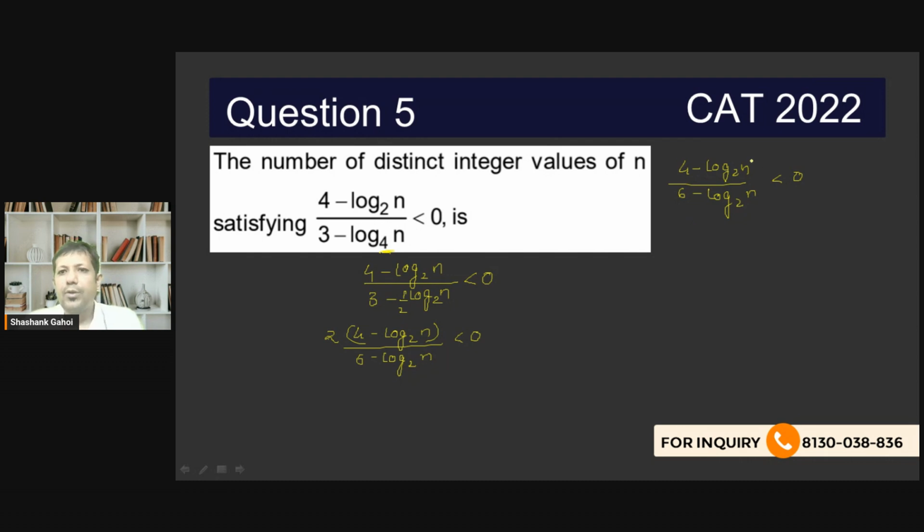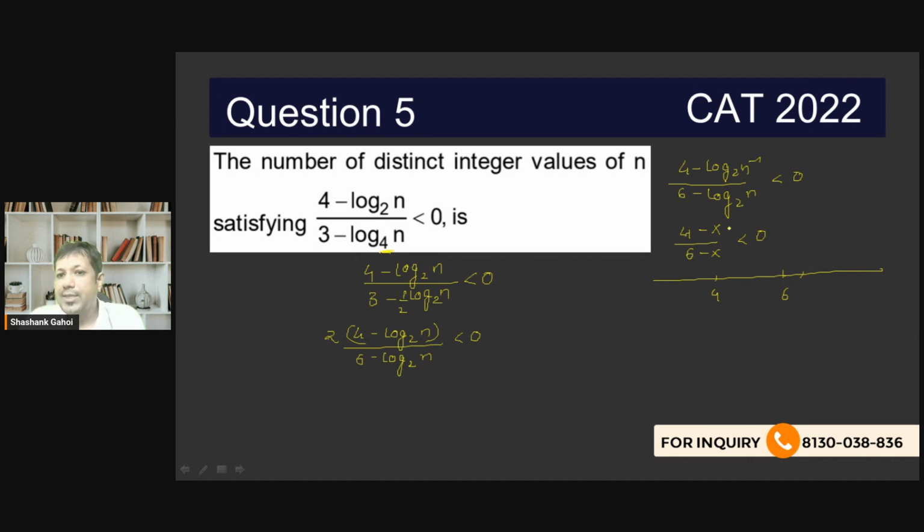Okay. Now let's call it x. So (4 minus x) upon (6 minus x) is less than 0. I am going to solve this question like we have solved the previous questions. So what are the values? One is 4, second is 6. Now I'm going to put a value that's greater than 6, let's say 10.